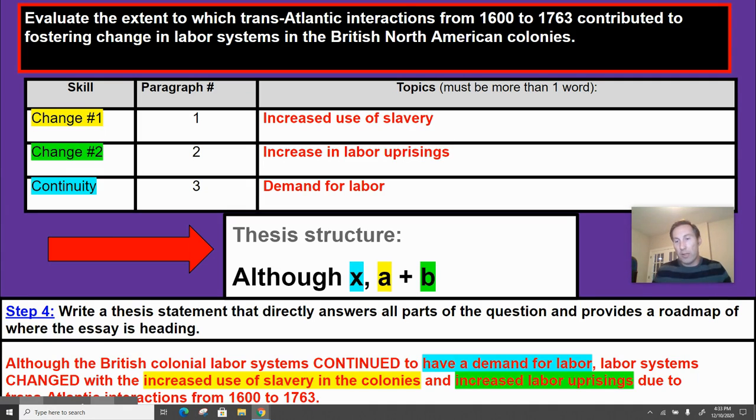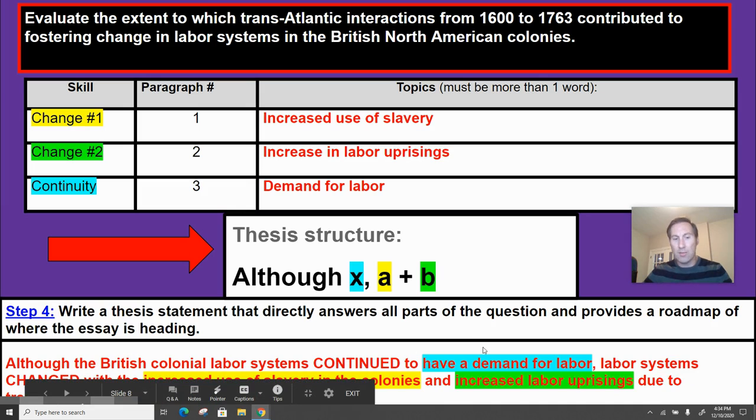Now, it's really important that when we're putting together a thesis for continuity and change over time, that we use the language of the skill. So I'm going to use words like continued, stayed the same, or changed, and so on.